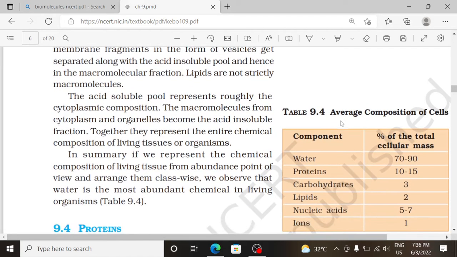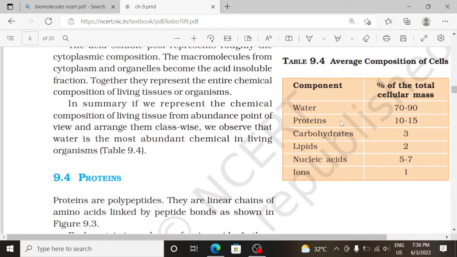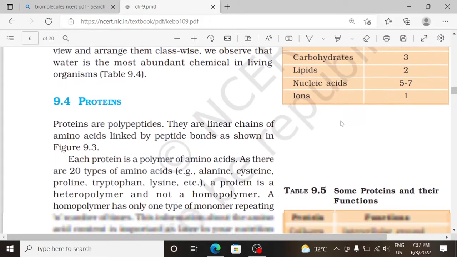The acid soluble pool represents roughly the cytoplasmic composition. The macromolecules from cytoplasm and organelles become the acid insoluble fraction. Together they represent the entire chemical composition of the living tissues or organisms. In summary, if we represent the chemical composition of living tissue from the abundance point of view and arrange them class-wise, we observe that water is the most abundant chemical in living organisms.